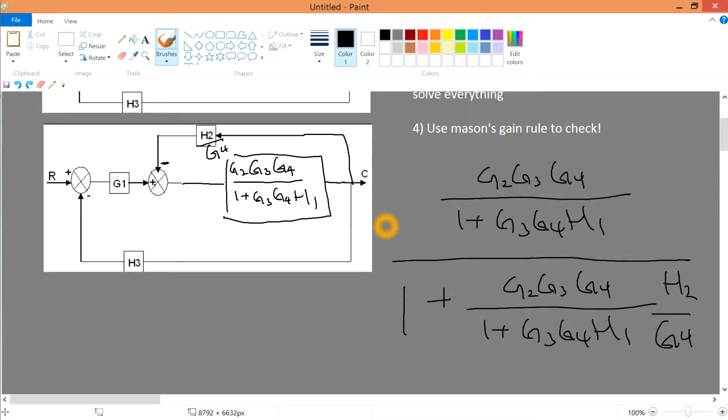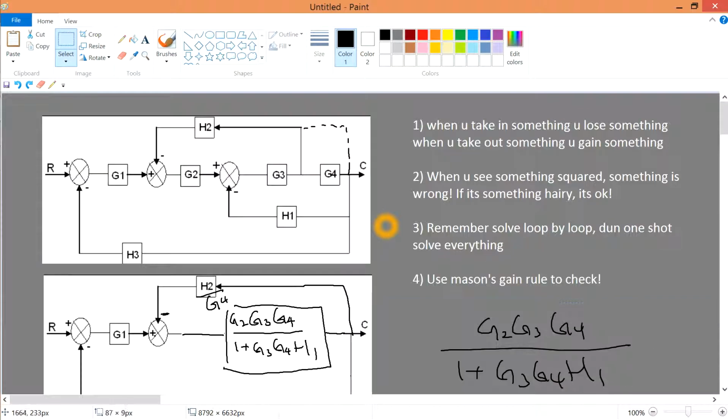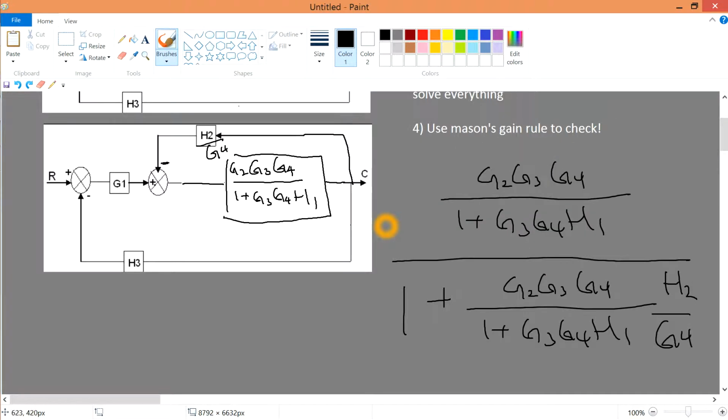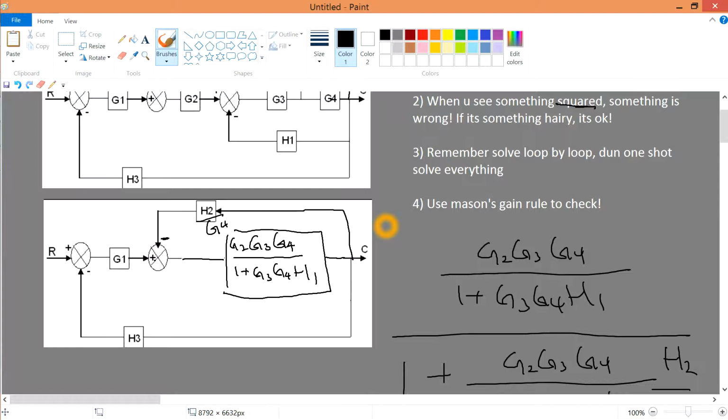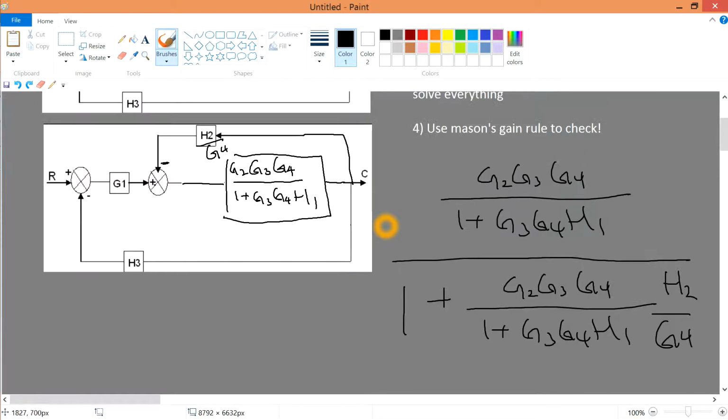And therefore take a look. This is very hairy. When you see something hairy, it's okay, because you can make it simpler. At least it's not squared. If you have something like G3 squared, G4 cubed, you will know that something is wrong. So if you see that it's pretty hairy like this one, at least this is safe. So I will teach you an algebraic method.